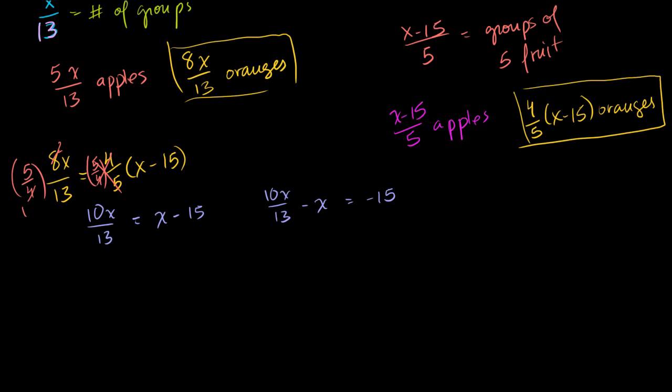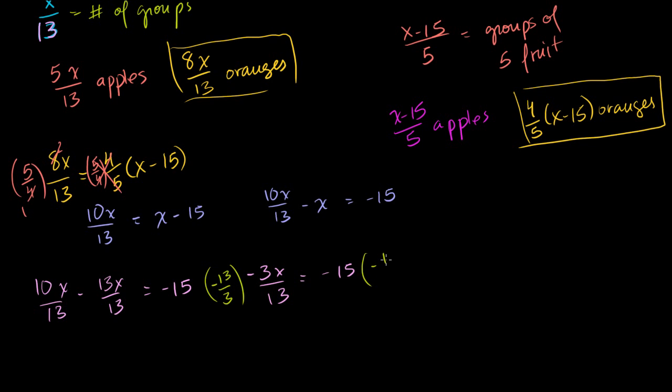And so what is this? This is the same thing as 10x over 13 minus 13x over 13, right? That's just x is equal to minus 15. And then 10 minus 13, so this is minus 3x over 13 is equal to minus 15. Or we could just multiply both sides of this equation by minus 13 over 3. Multiply this side by minus 13 over 3. I picked that number so that this and that cancel out, and the negatives cancel out. So I'm just left with x on that side.